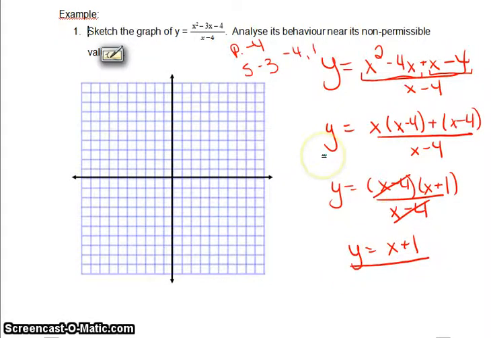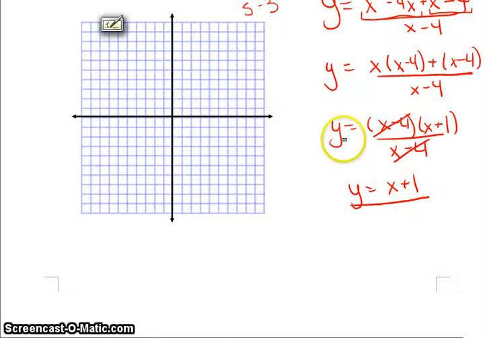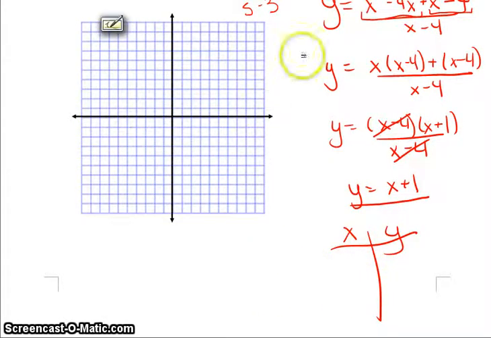And so when we're doing our table of values, I'm just going to scroll on down here for a quick second. Just like last section, we want to make sure that we have our non-permissible value somewhere in the middle, and then we'll graph values above and below. So here, if you set x minus 4 equal to 0, our non-permissible value is x is equal to 4. And if you note, those were common factors, so that means that we have a point of discontinuity.